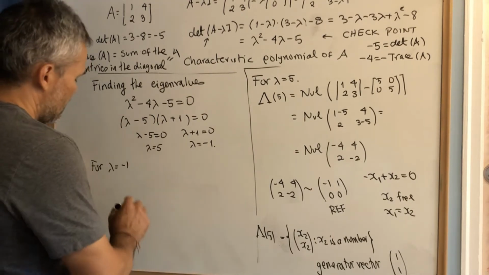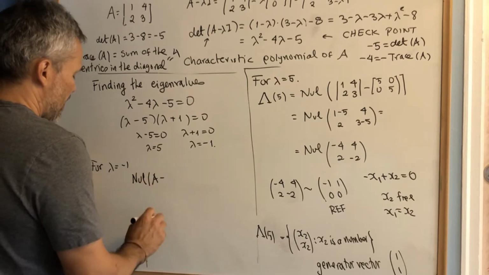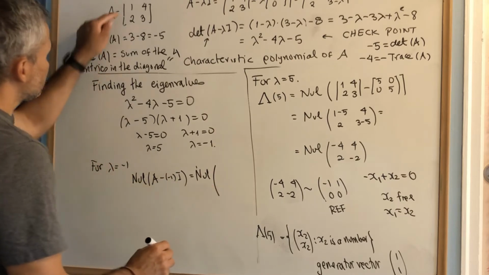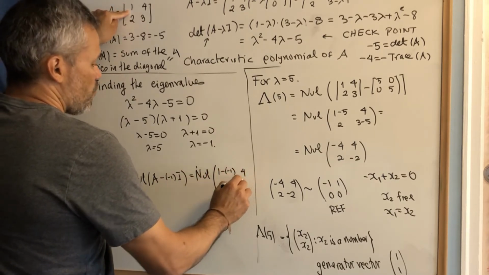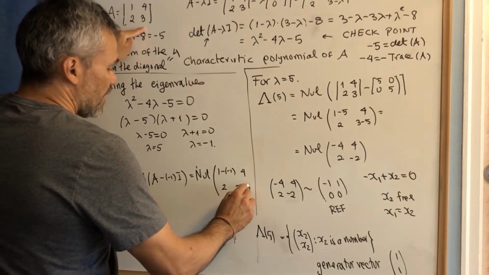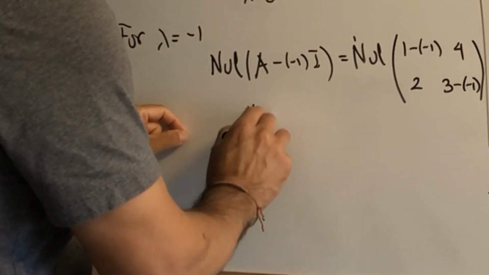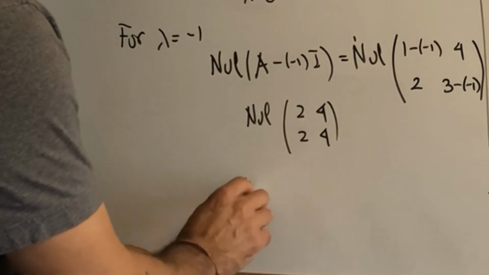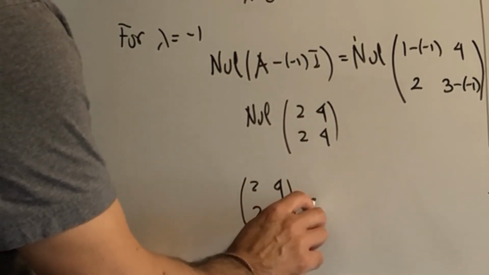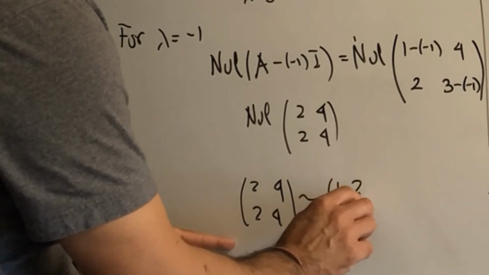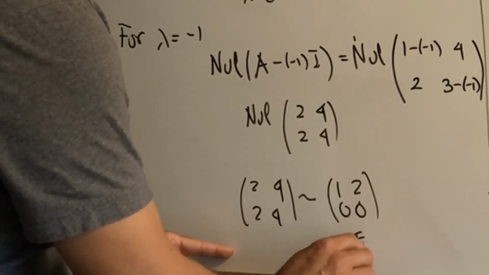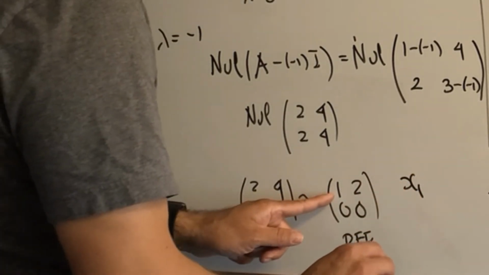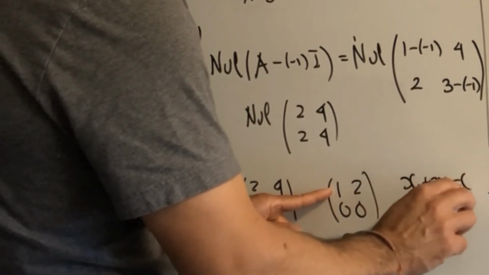For lambda equal -1, we need to compute the null space of the matrix A minus -1 times the identity. That gives the null space of the matrix 1 minus -1, 4, 2, 3 minus -1, which is the null space of the matrix 2, 4, 2, 4. This is the same as the null space of the matrix 1, 2, 0, 0, the reduced echelon form. Remember that the null space of a matrix is the solution of a homogeneous system. Then we write the homogeneous system associated with this, which is x1 plus 2x2 equals 0.